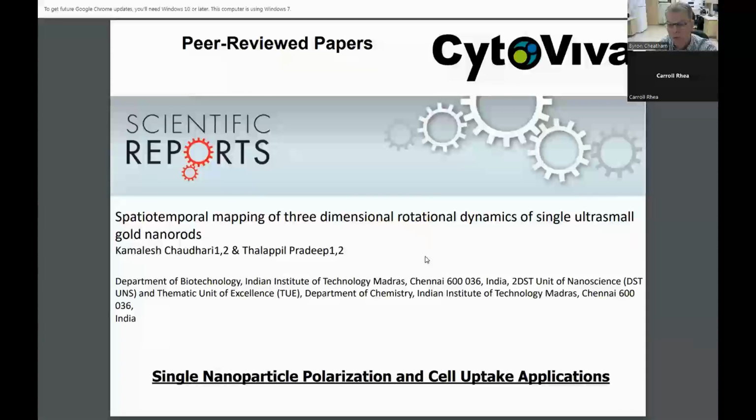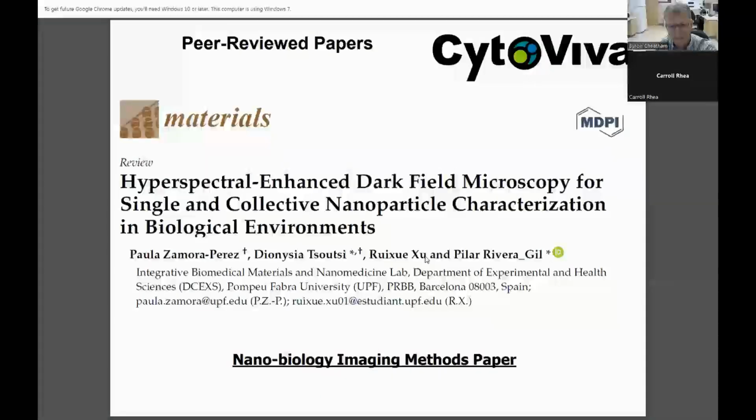And it shows the power of the instrument, but also showed the novel ingenuity of this lab to utilize the instrument to demonstrate some very cool single nanoparticle, live cell type work. They actually tracked this single nanoparticle in and out of a live cell. Very interesting stuff. And then finally, this paper is more of a general methods paper.